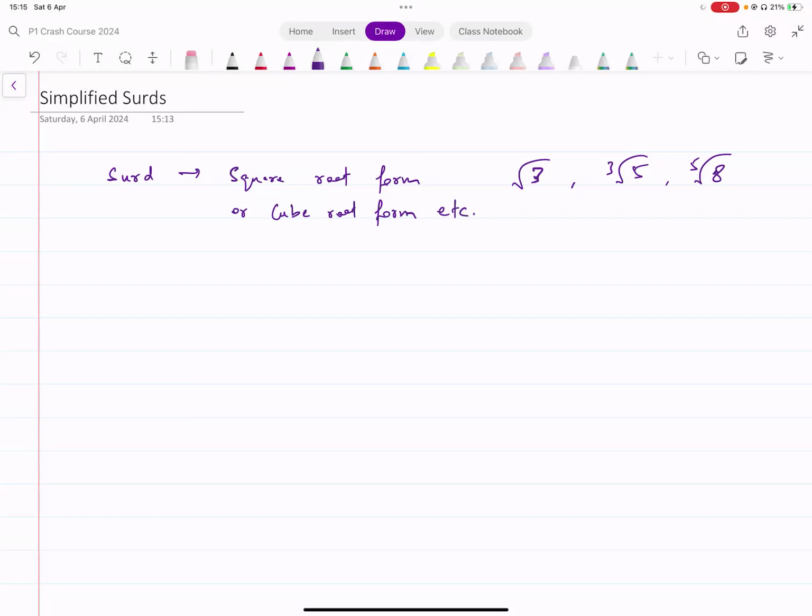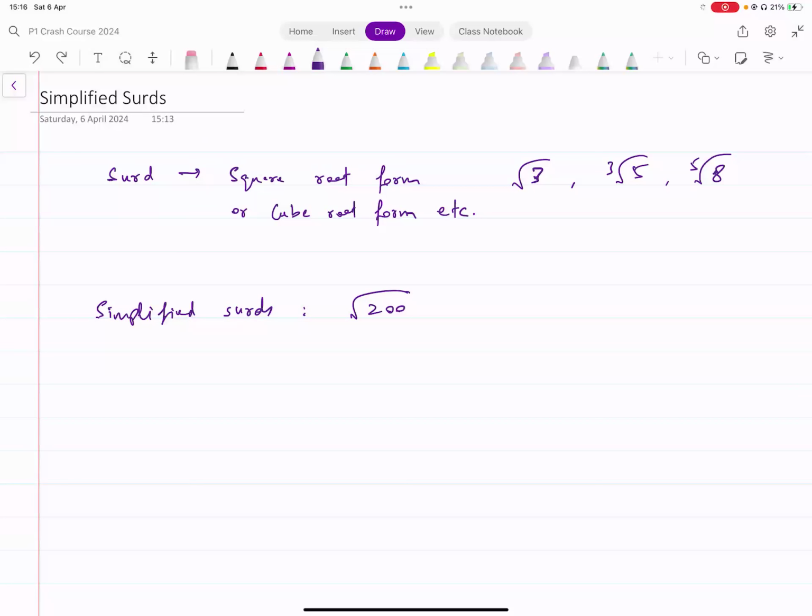Now, not the square root, it could be cube root, fourth root, fifth root, any root. That's called surd. Now, sometimes they ask you to give your answer as simplified surds. Now, what does that mean? So let's say, for instance, you have square root of 200, right? Now, this is not a simplified surd. Simplified surd is that if there's any perfect square that you can write outside the square root, you should do that.